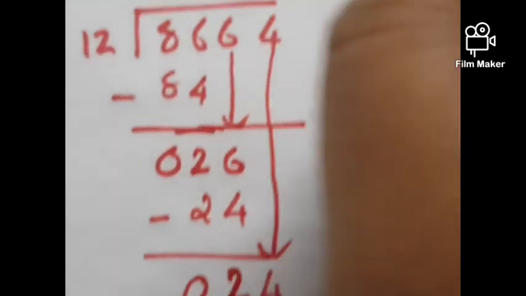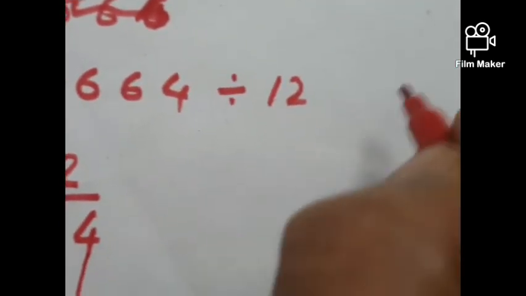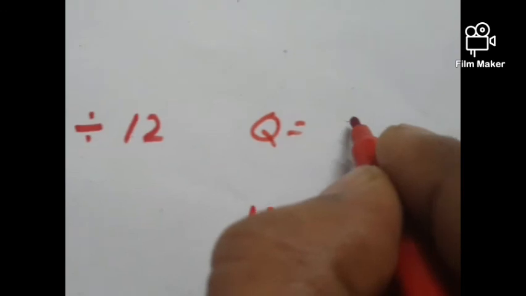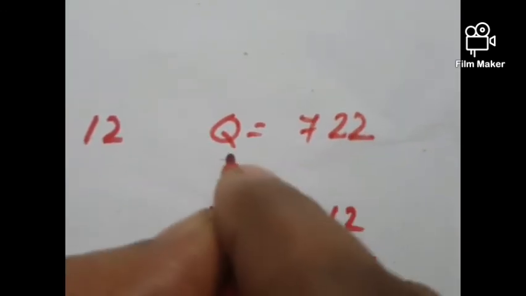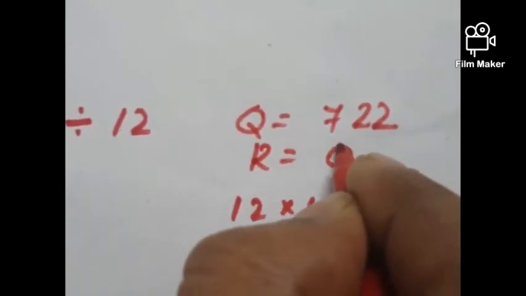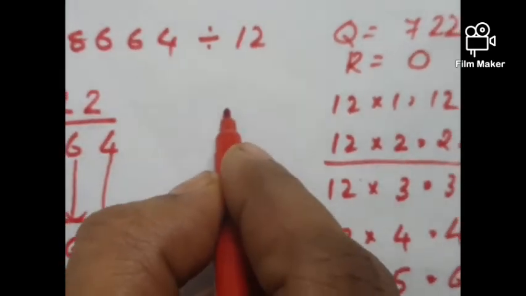Is it clear, children? So here the quotient is equal to 722, and the remainder is equal to 0. Let us wind up today's class.